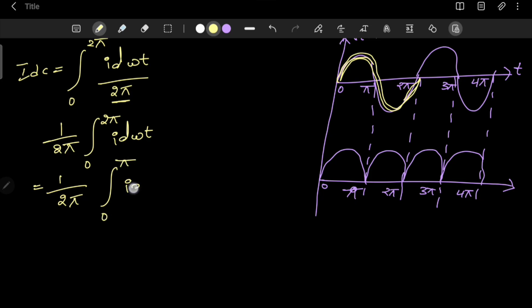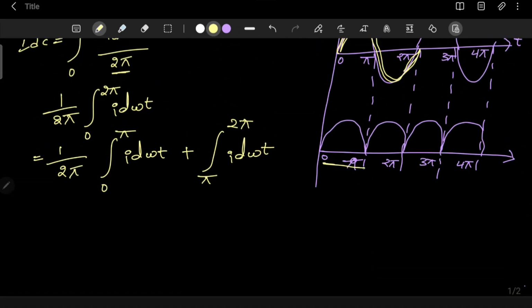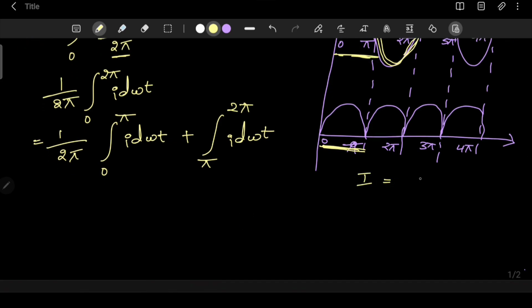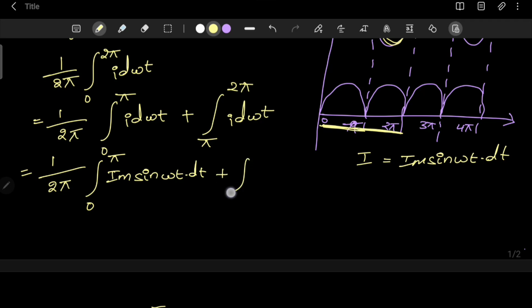Now split the integral from 0 to pi Id d omega t plus from pi to 2 pi Id d omega t. Now the value of I, as we know, is I equal to Im sin omega t. From 0 to pi, the waveform occurs, and the value of I is Im sin omega t. Substitute the I value in the equation, that is 1 by 2 pi into integral 0 to pi Im sin omega t plus, now from pi to 2 pi, it is also conducted, so Im sin omega t dt.